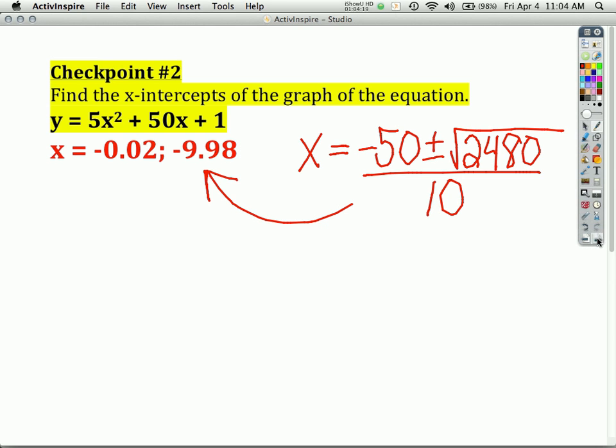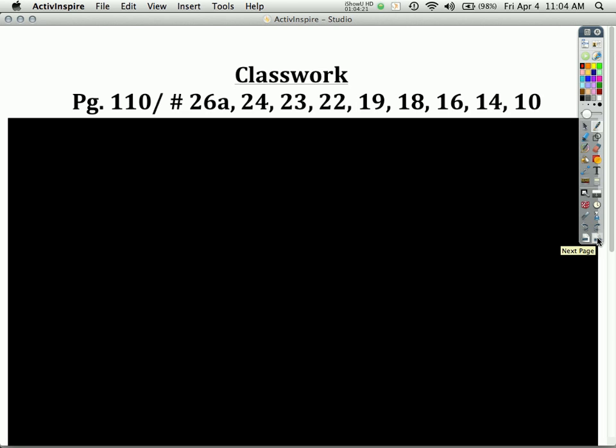Good. Draw a line across your paper. Your classwork is going to be on page 110 in the workbook. You're going to do 26A, number 24, 23, 22, 19, 18, 16, 14, and 10.